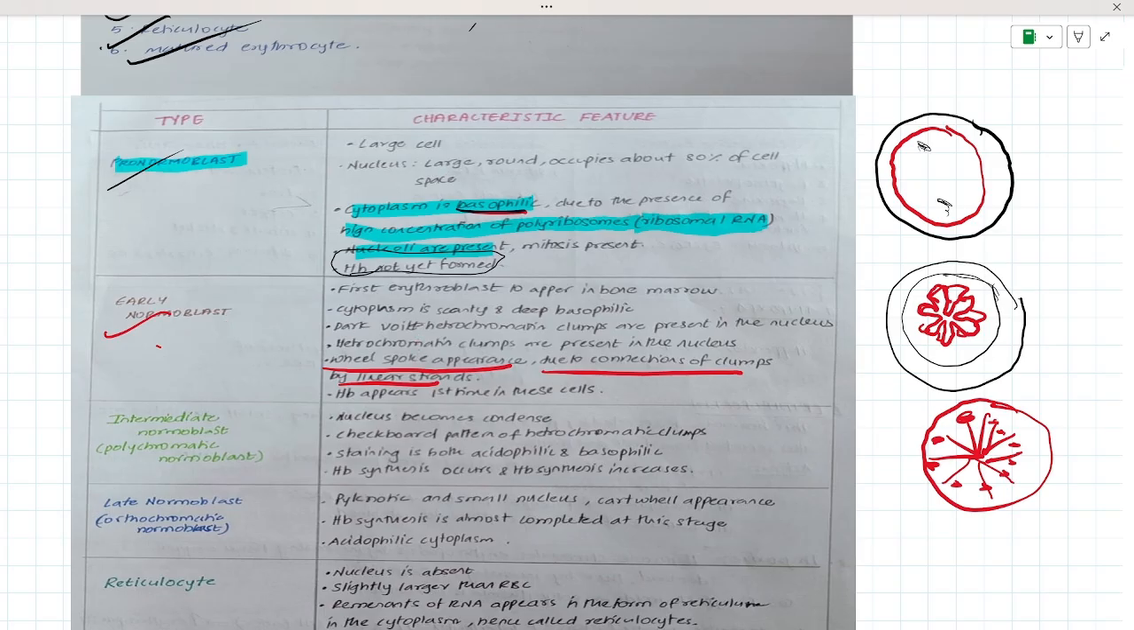And the most important point which we need to remember here is that HB appears for the first time in the cells. Hemoglobin appears for the first time in the cells.